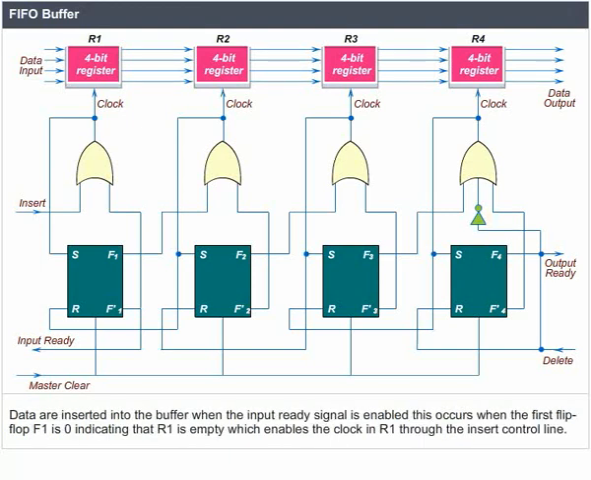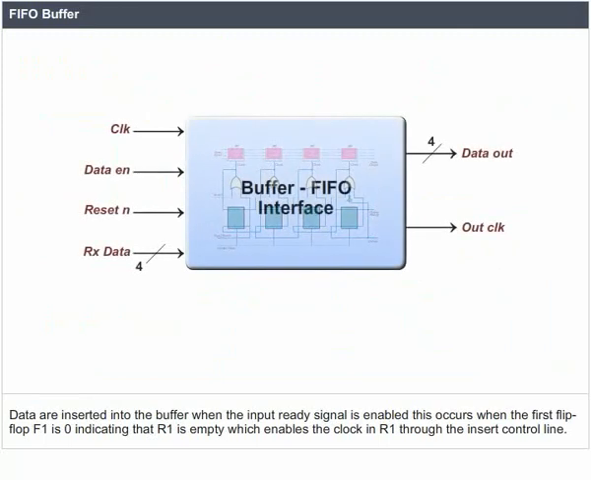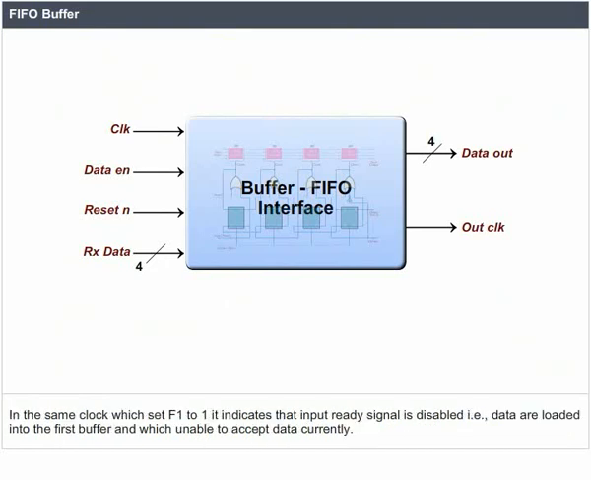Data are inserted into the buffer when the input-ready signal is enabled. This occurs when the first flip-flop F1 is 0, indicating that R1 is empty, which enables the clock in R1 through the insert control line. The same clock sets F1 to 1, which indicates that the input-ready signal is disabled. That is, data are loaded into the first buffer, and the buffer is then enabled to accept data again.